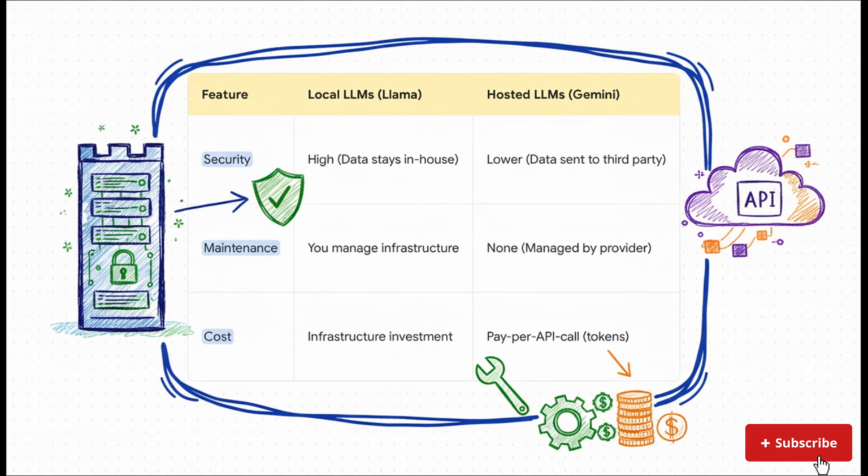A great way to think about this is like choosing between a private and a public cloud. With a local LLM, you get maximum security. Your data, your prompts, nothing ever leaves your servers. But you're on the hook for managing the infrastructure. With a hosted LLM, there is zero maintenance. It's just a simple API call. But you're sending your data to a third party, and you're going to pay for what you use, usually based on something called tokens, which are just little pieces of words.